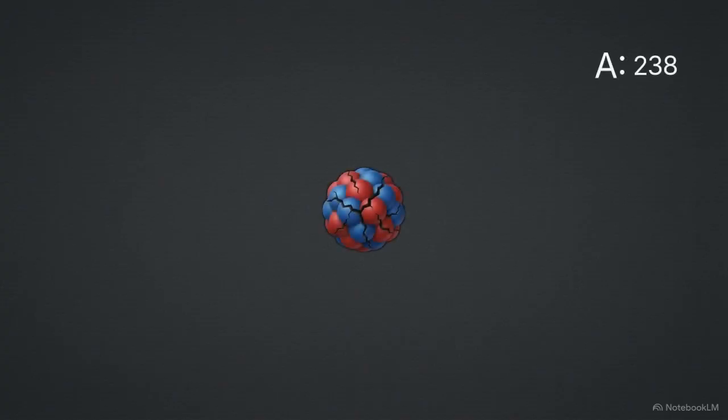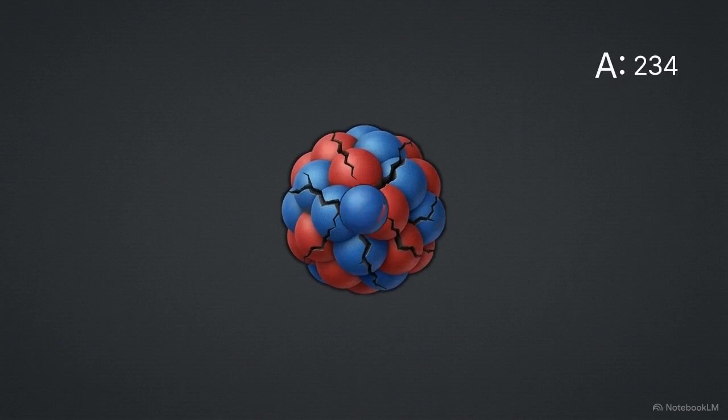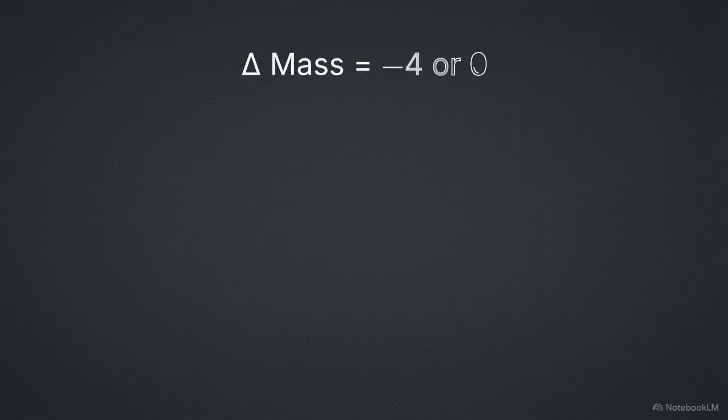This animation illustrates an alpha decay. By ejecting a helium nucleus, consisting of 2 protons and 2 neutrons, the parent atom subtracts exactly 4 from its total atomic mass number. A beta decay operates differently. The atom converts a neutron into a proton and ejects an electron. This changes the chemical identity of the element, but the total mass change is mathematically locked at 0.